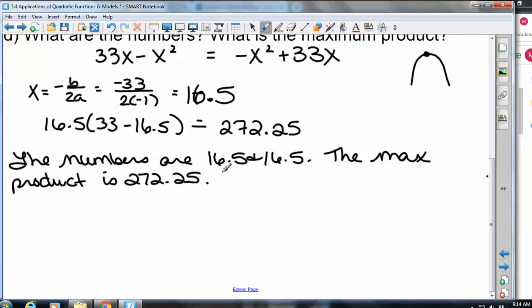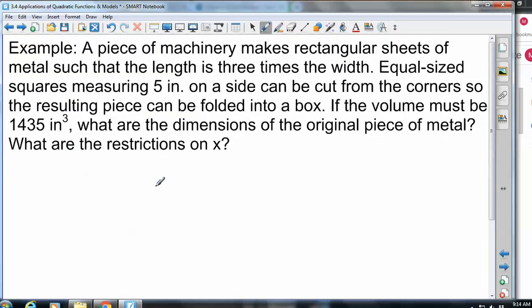How are you feeling about these overall so far? Need some more practice probably. Okay, let's look at the next problem. This one's a little bit different.